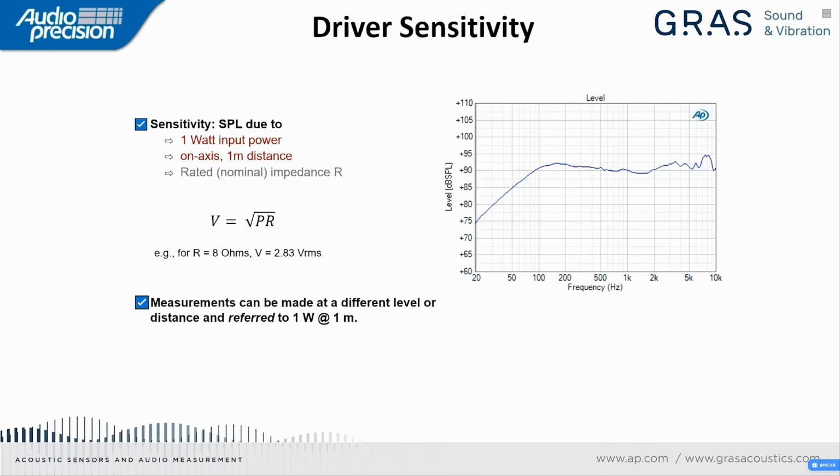And this is usually down to the fact that the nominal impedance may not be equal to the DC resistance or the actual impedance. So you might get a loudspeaker that has a driver sensitivity and its nominal impedance, let's say, is 8 ohms, but when you measure impedance, it might actually be nearer to 6. These measurements can be made at different levels and refer to 1 watt at 1 meter.